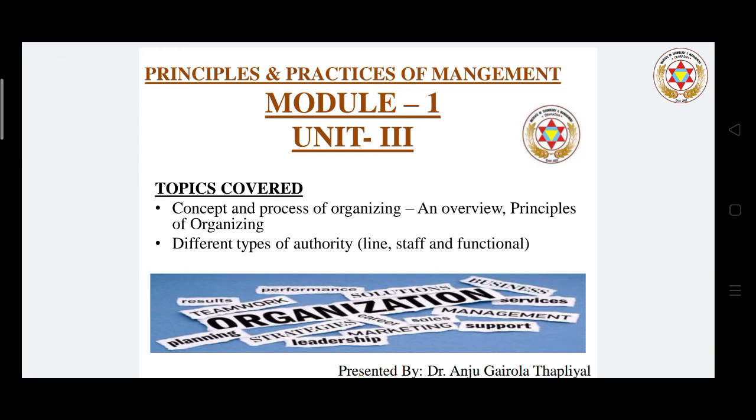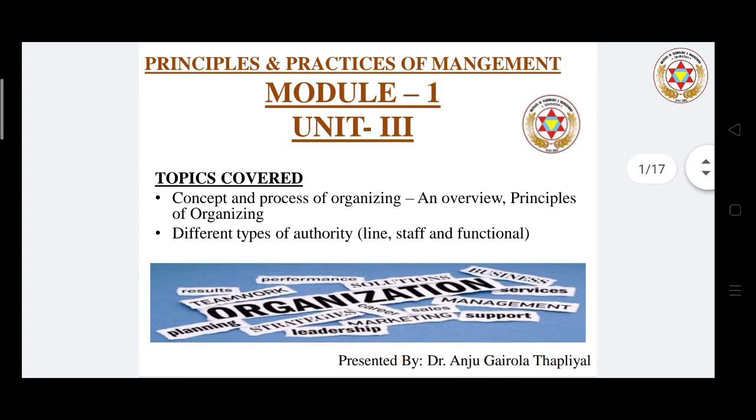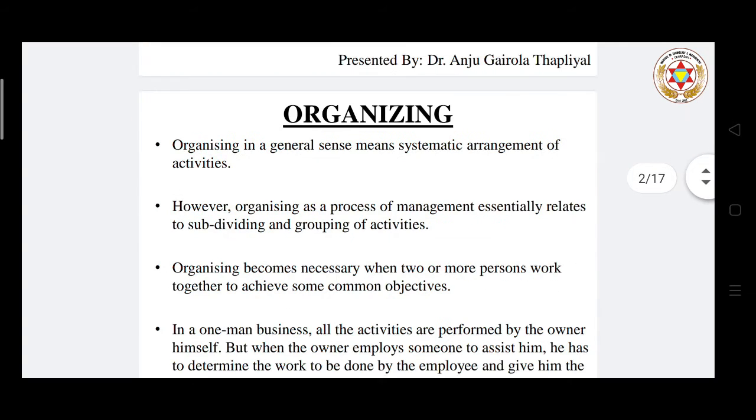In this Unit 3 of Module 1, we would be discussing the concept and process of organizing, the principles of organizing, and the different types of authorities, which would be line, staff, and functional. So let us start with organizing.